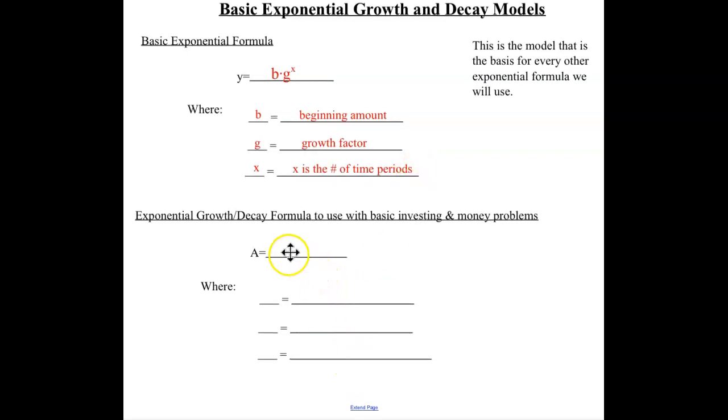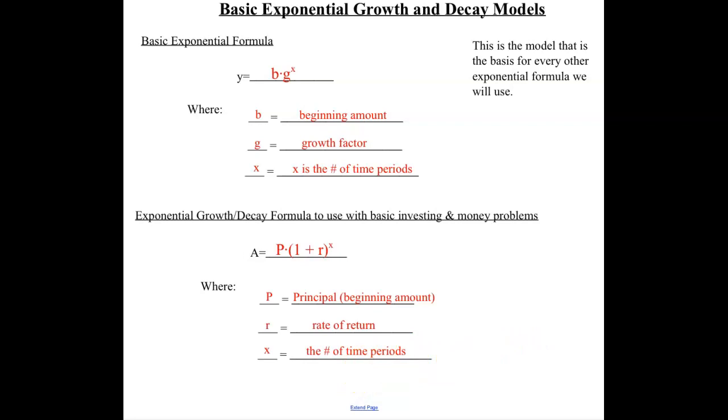So if we change this a little bit to pertain more to our investing money type questions, it would look like this. A would represent our final amount. P in this case is called the principal. It is still the beginning amount, but when we talk about money, we use the term principal to represent that starting amount. Our R value here is typically a rate of growth. In this case, we call it a rate of return based on the type of investment we have. And our x again represents the number of time periods.